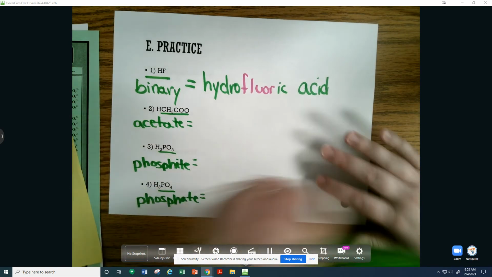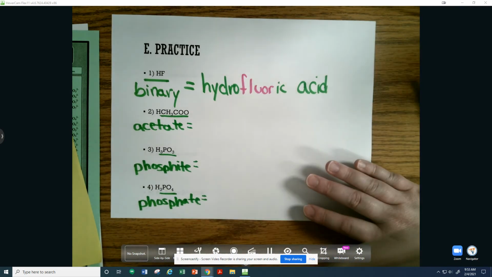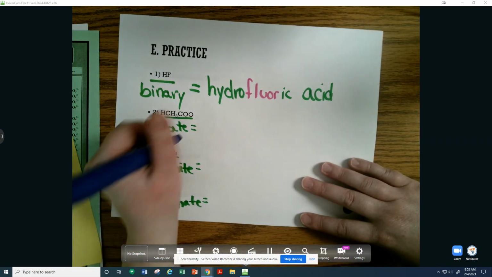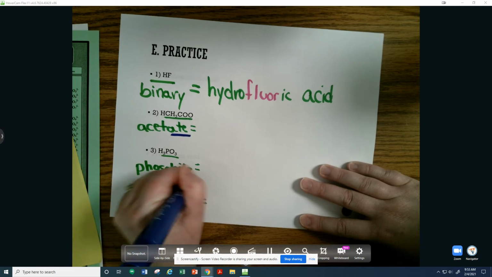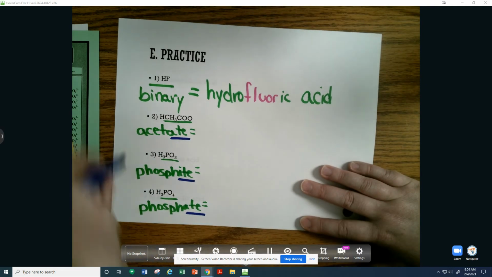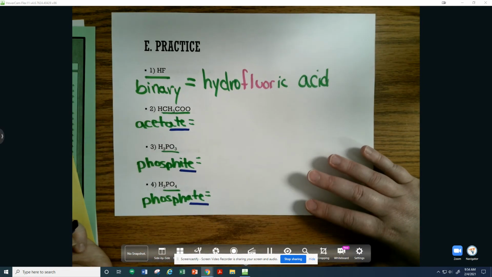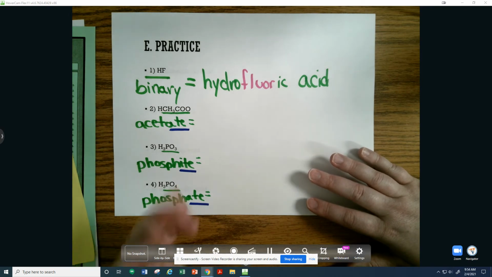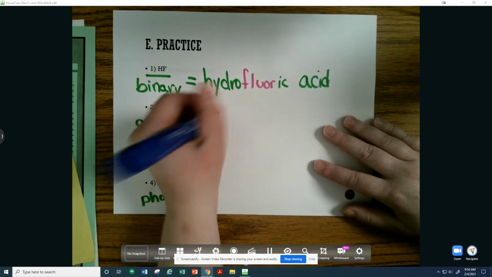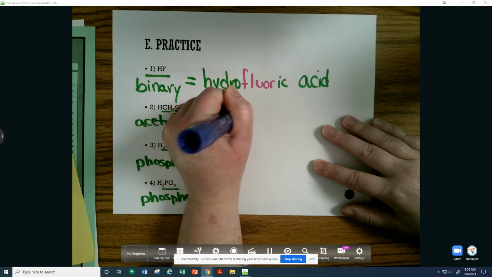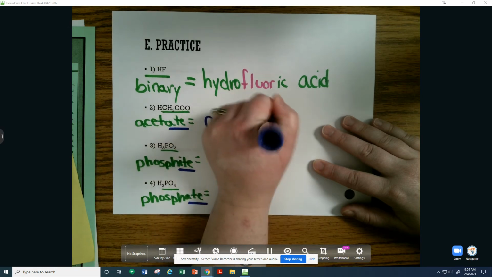These are not binary, therefore none of these will have the prefix hydro. So then you have to look at your suffix to decide how it will change. 2 and 4 are ate polyatomics. Ate is going to change to ic. So this is going to become acetic acid.